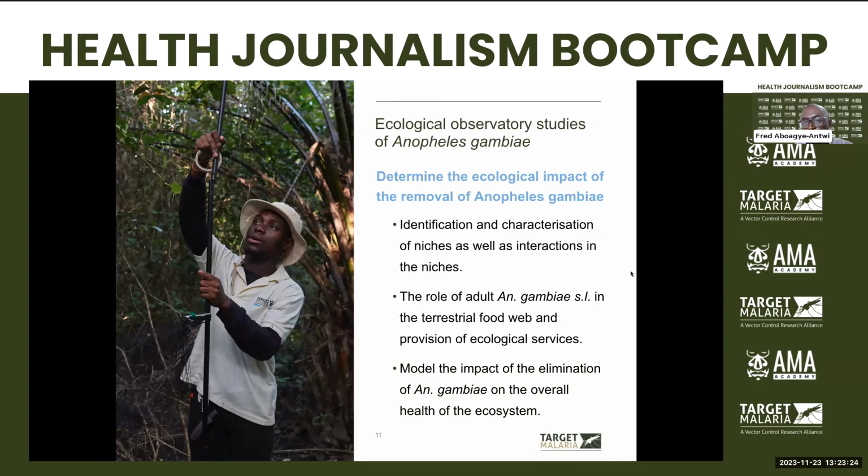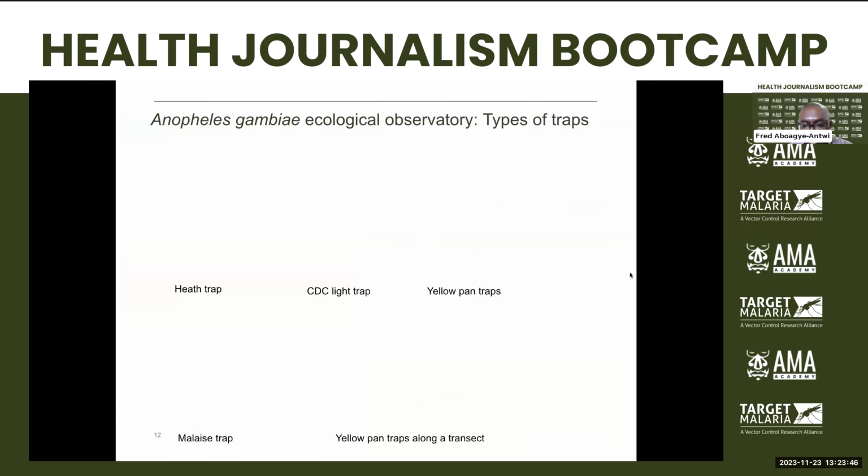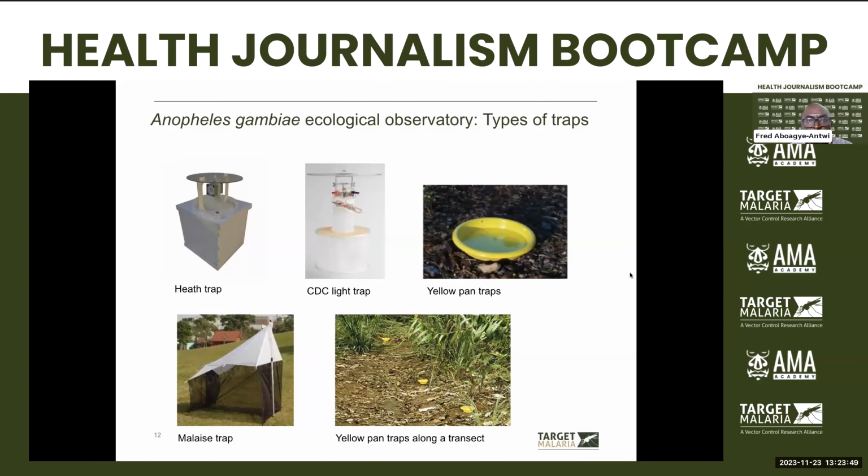So we want to better understand what could potentially happen if the malaria mosquito numbers significantly drop. Is it going to impact the health of the ecosystem or not at all? So these objectives are what are guiding our work here in Ghana. Next slide, please. And so here we started with documenting what are the organisms in the niches of the mosquito.